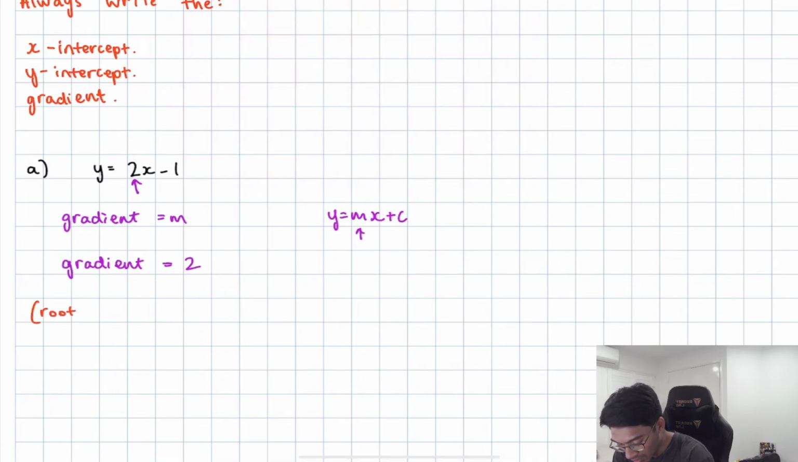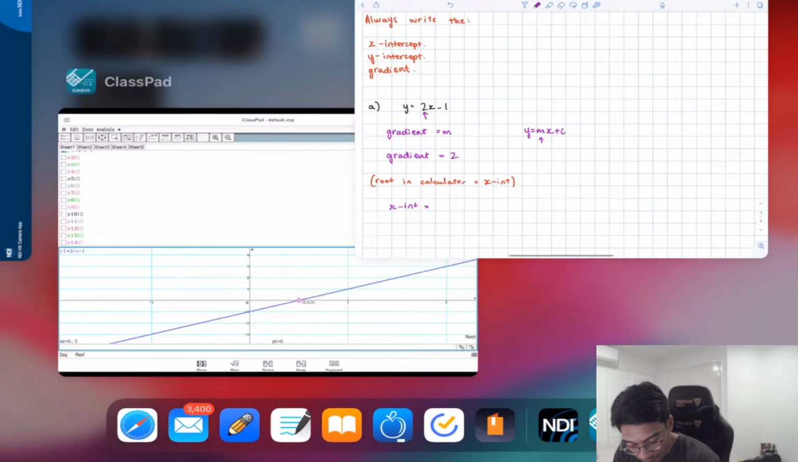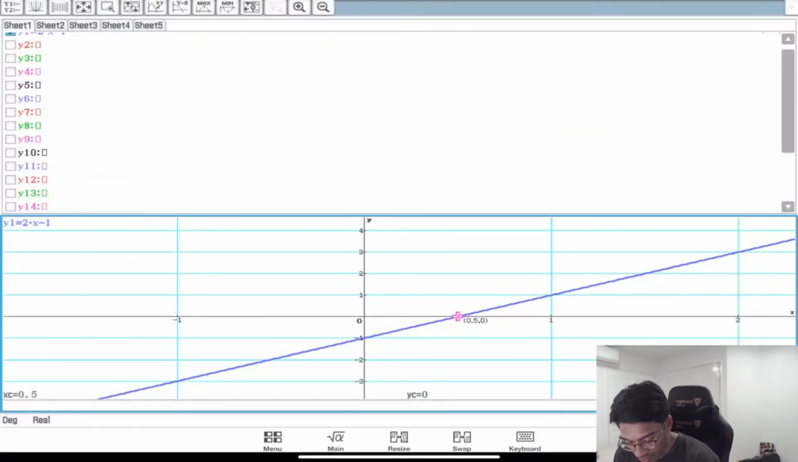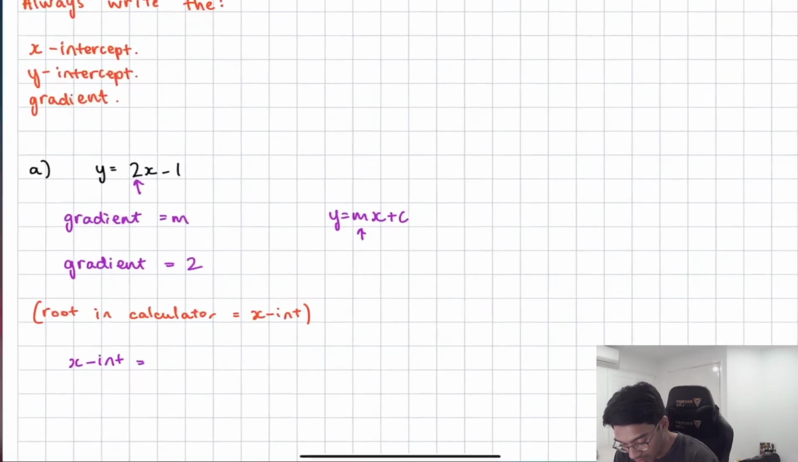root in calculator equals x-intercept. So my x-intercept was, what was it? I can see in the bottom left it says 0.5, so that's 0.5.